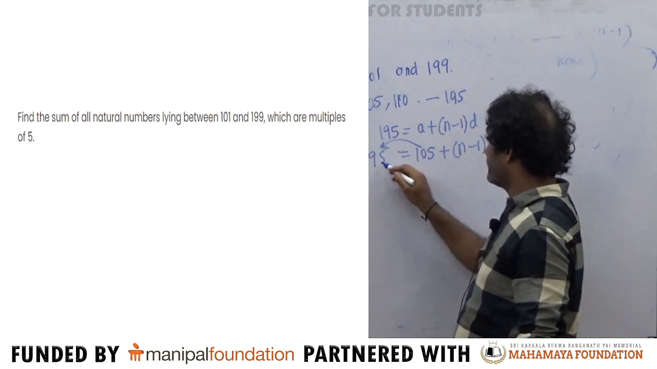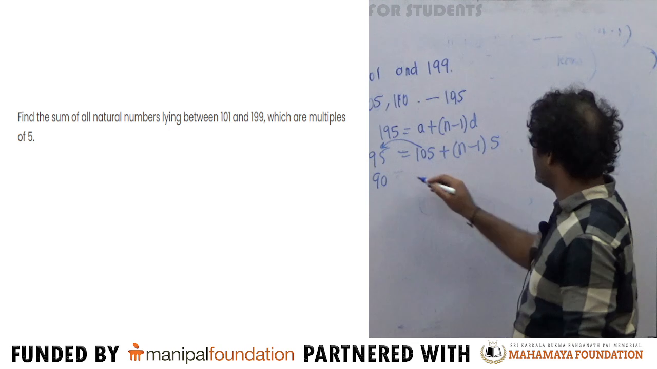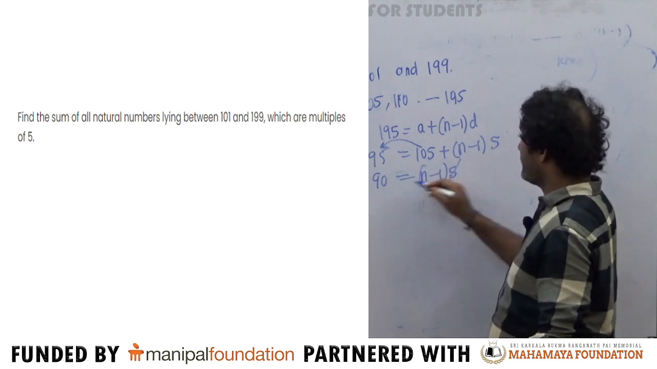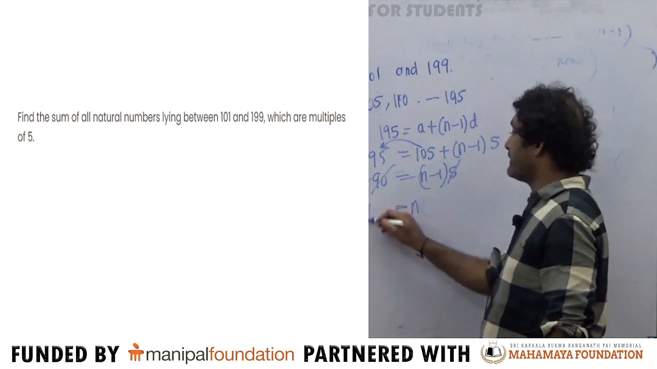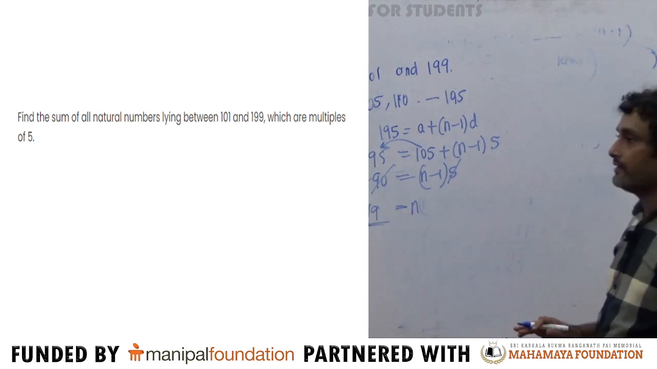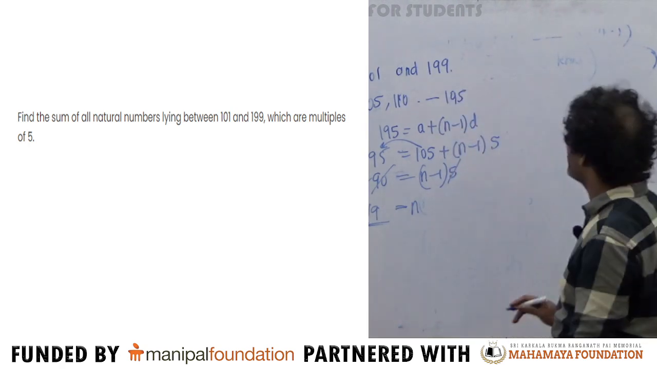Just shift it. So won't it be 90? 195 minus 105 is 90. (n minus 1) into 5. This 5 will go here 18 times. So n is 19. So there are exactly 19 terms. But you have to find the sum. How to get the sum there?